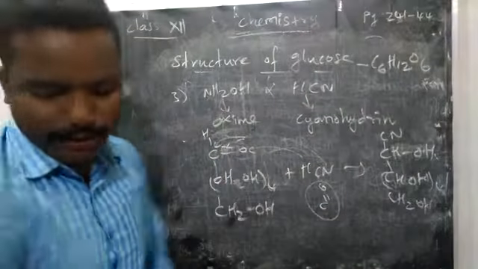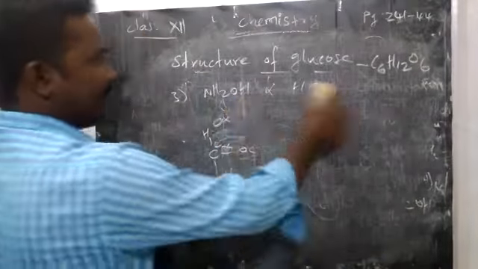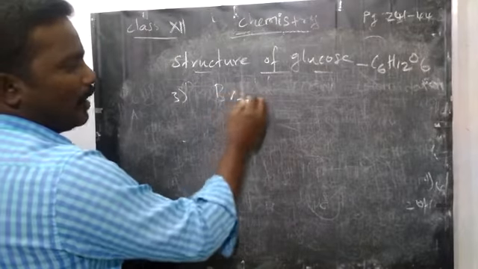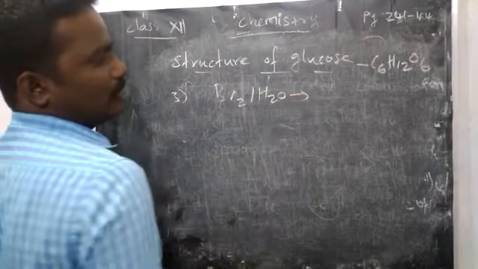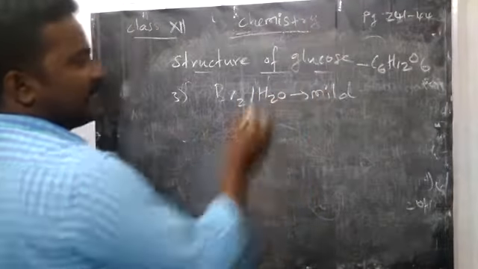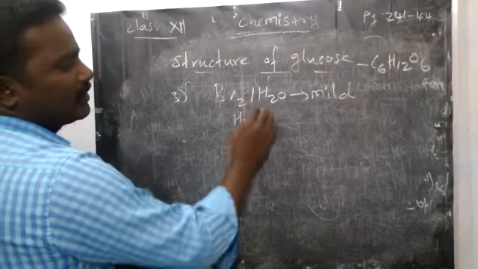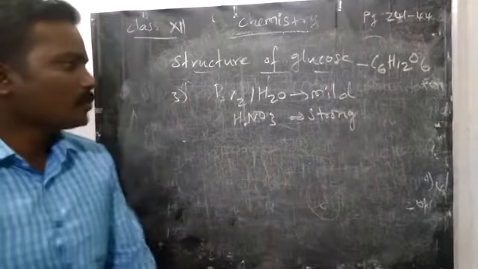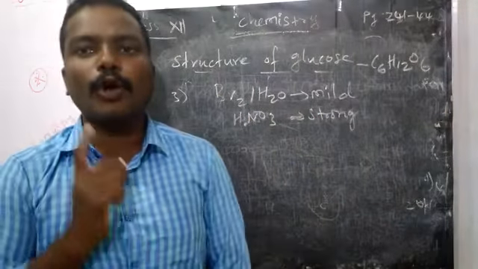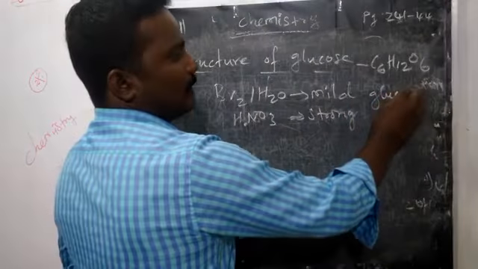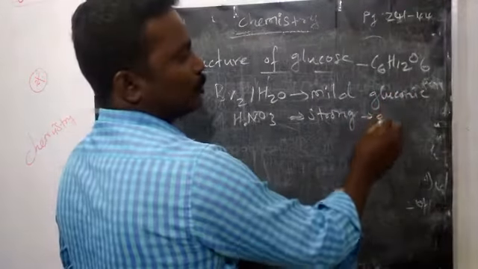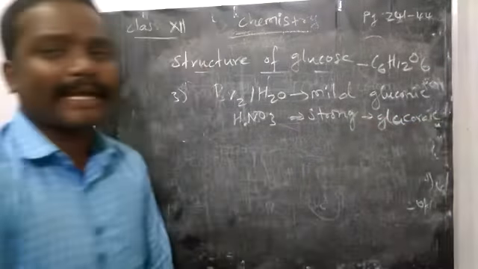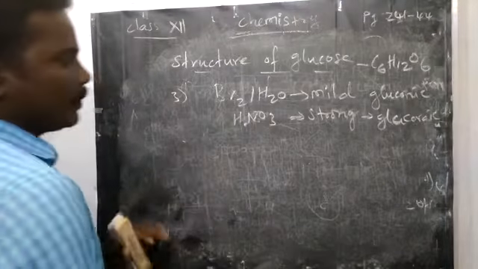Next we are going to treat with oxidizing agents. First glucose is treated with bromine water, which is a mild oxidizing agent. Followed by nitric acid, which is a strong oxidizing agent. With the mild oxidizing agent it gives gluconic acid. With nitric acid it gives glucaric acid, also called saccharic acid. We will see the equation.